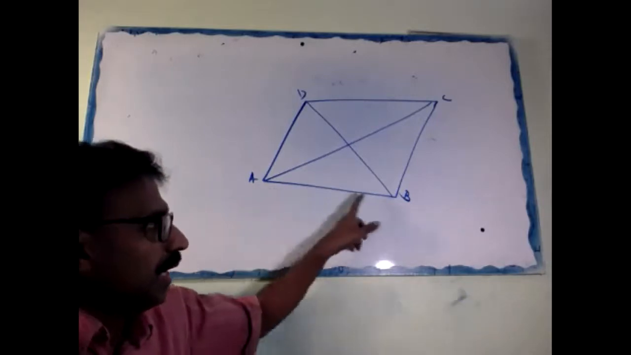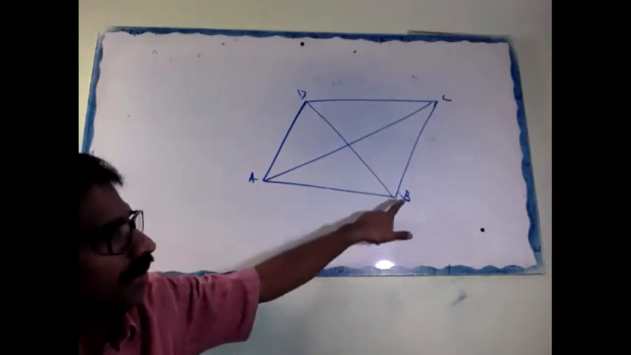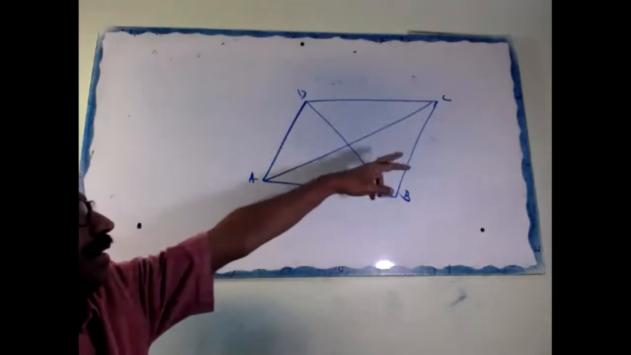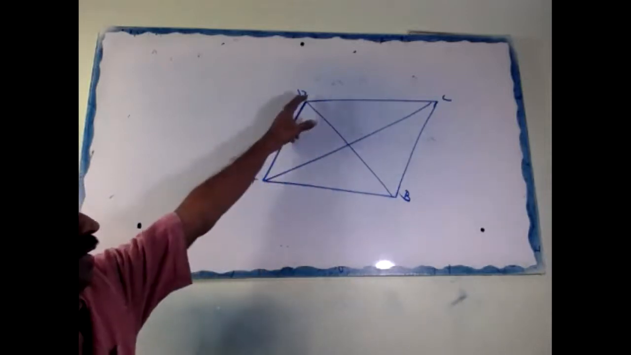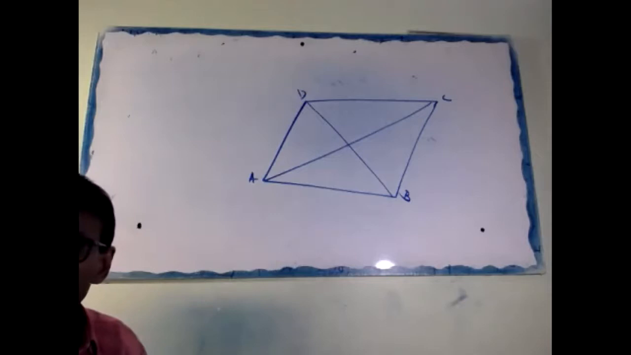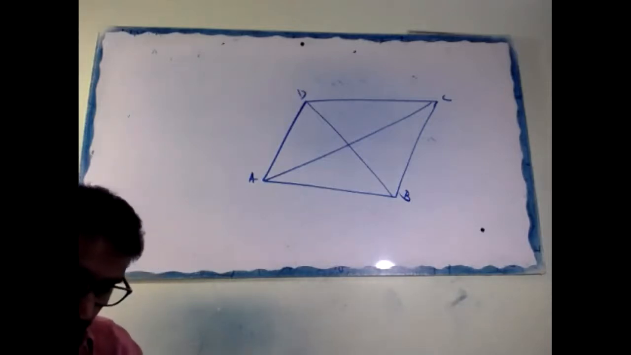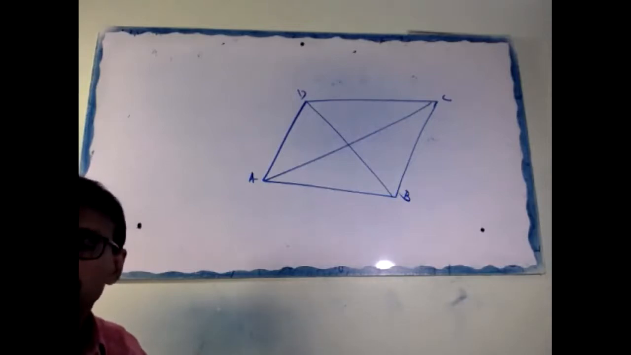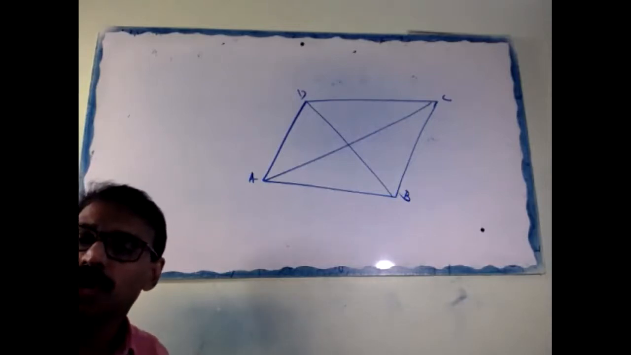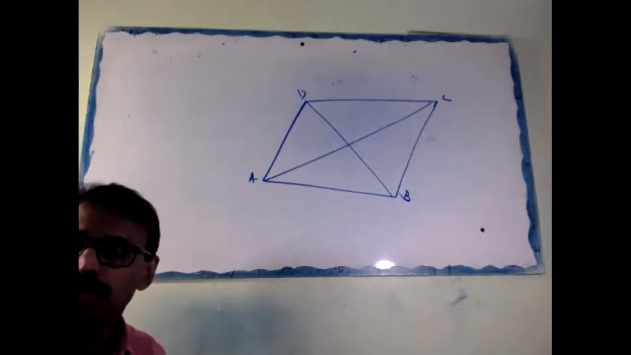Look at here. AB and BC, B is the common vertex. BC and CD, C is the common. CD and DA, D is the common. DA and AB, A is the common. Okay, write in bracket: they have a common vertex.